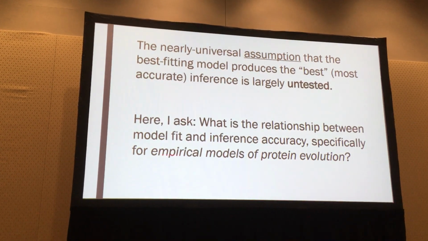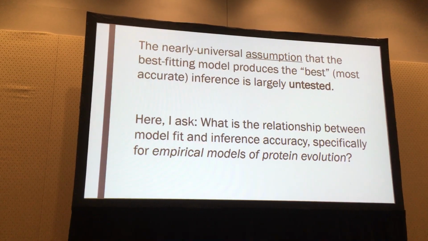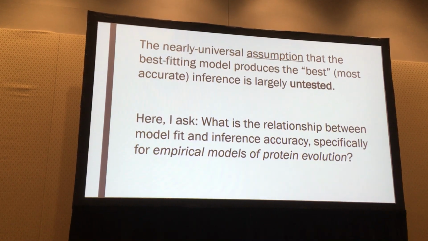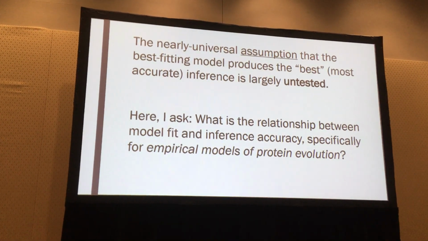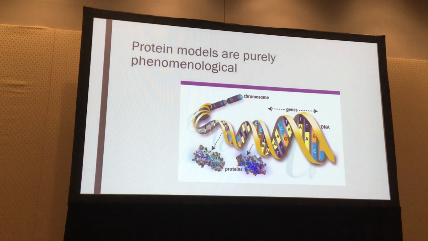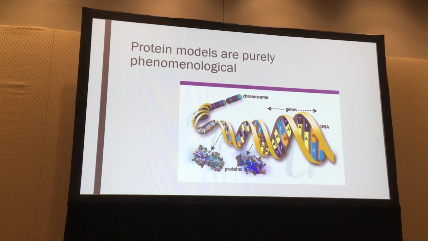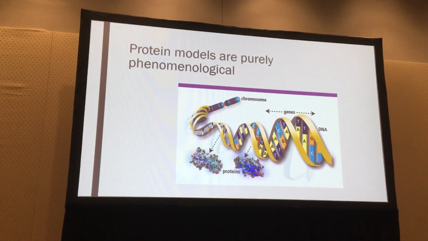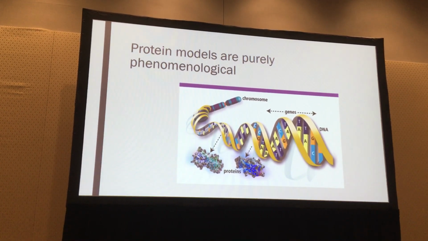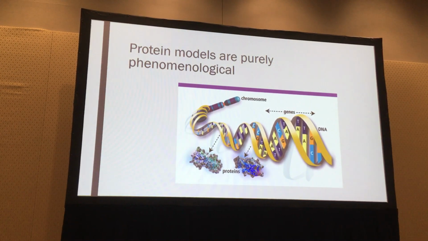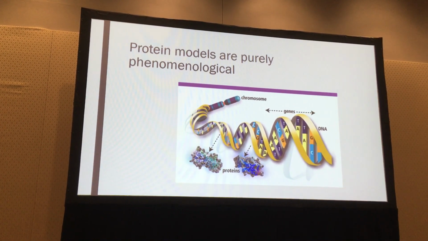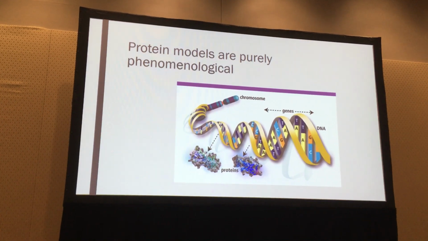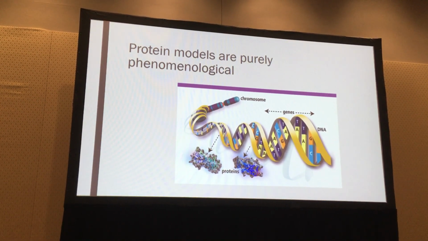So in this study I asked, what is the relationship between model fit and inference accuracy, specifically for empirical models of protein evolution? The reason that's important is because proteins do not evolve. DNA evolves. Sometimes this has consequences for the proteins that come out of the DNA, but fundamentally, proteins don't evolve. So all these models are purely phenomenological. They can only describe patterns of evolution, not the evolutionary process itself.